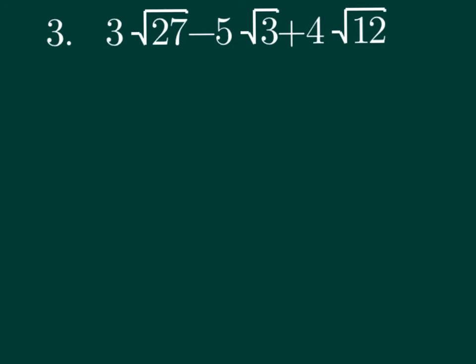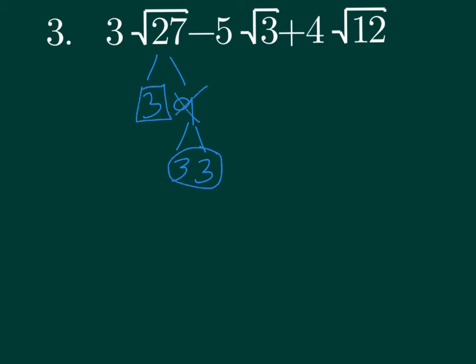Our last problem today, we have 3 of them. And of course, as you see, they're all different. So we're just going to start simplifying here. 27, of course, is 3 and 9. And 9 is 3 and 3. There's a pair. 3 is left over. 3's in front. Times our pair, 3. Square root of 3.